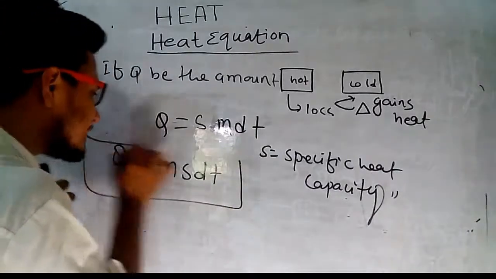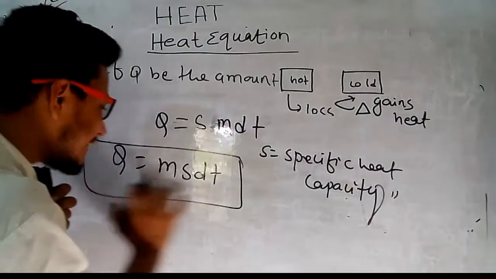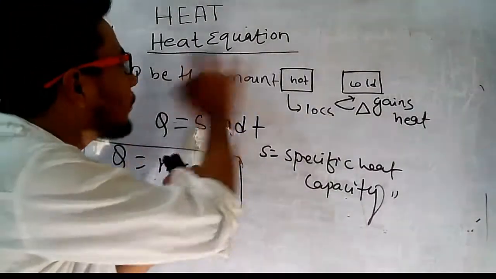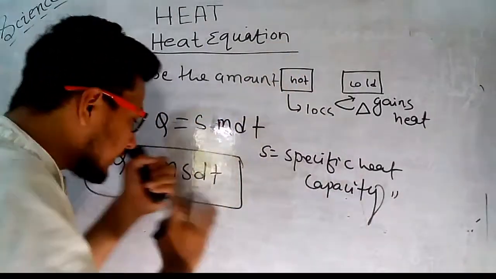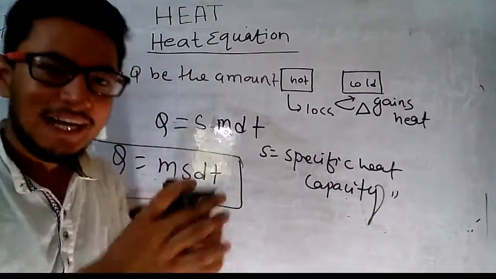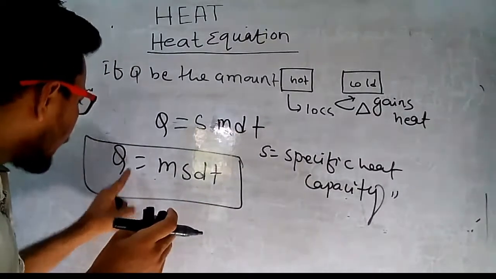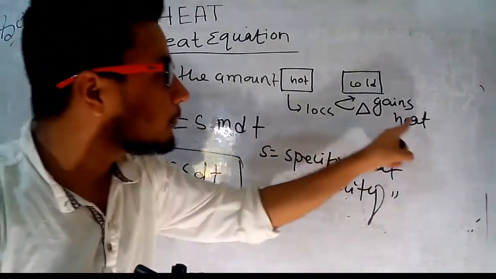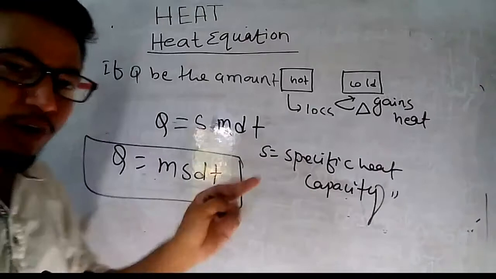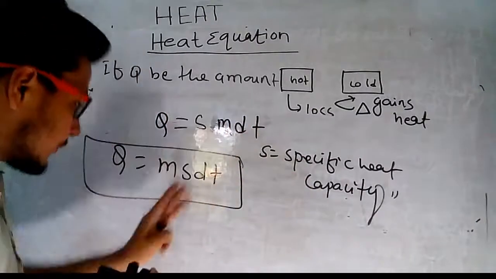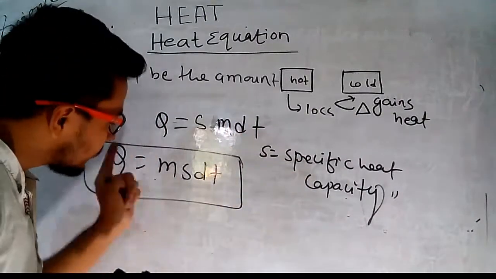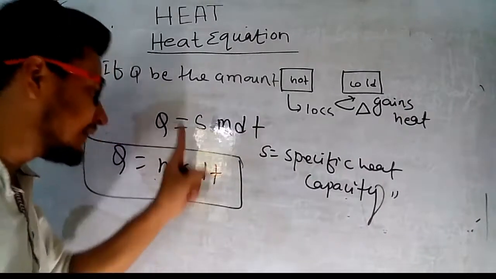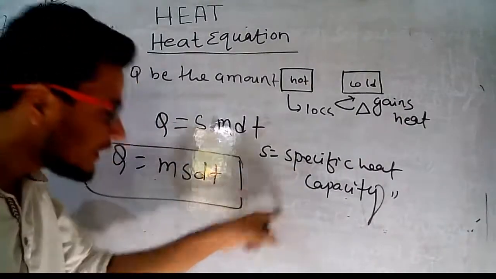So finally, what is our equation? That equation is called the heat equation, and it tells us that the amount of heat lost or gained by a body depends on three factors from the last equation: first mass, then specific heat capacity and change in temperature.